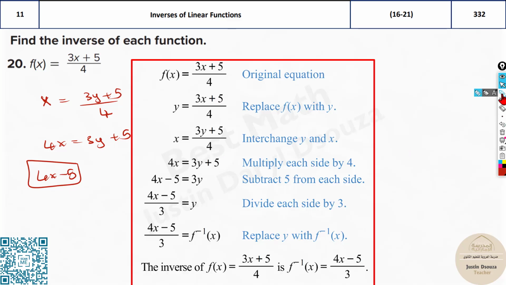Okay, now I forgot one important thing. 3y. I took this minus, it's 3y. Divide both the sides by 3. It will be 4x minus 5 by 3. That is equal to f inverse of x. I hope that is clear.